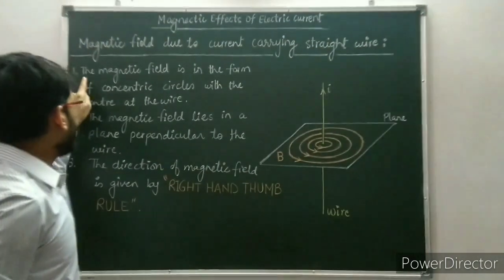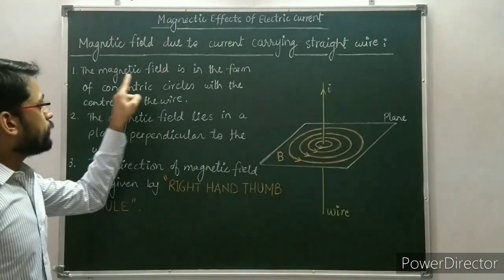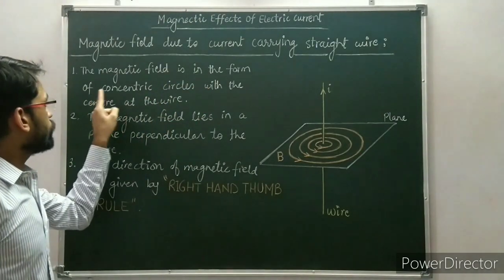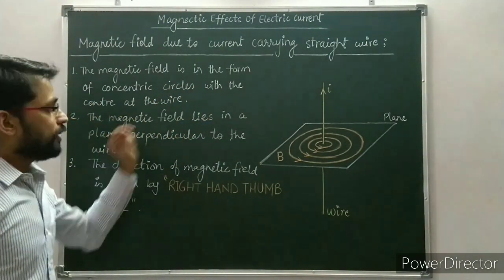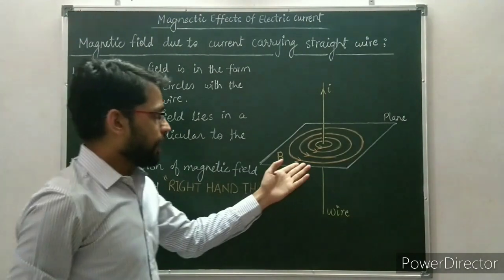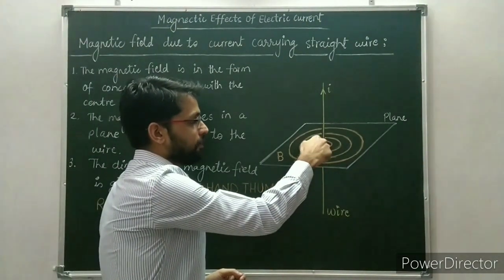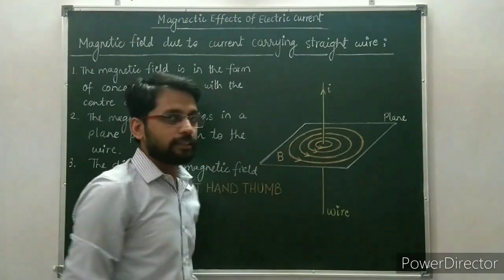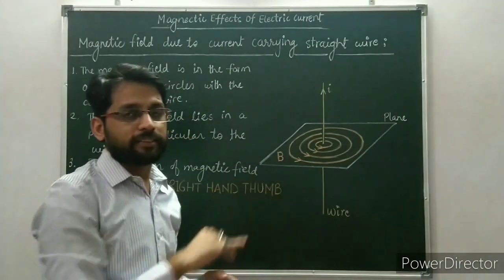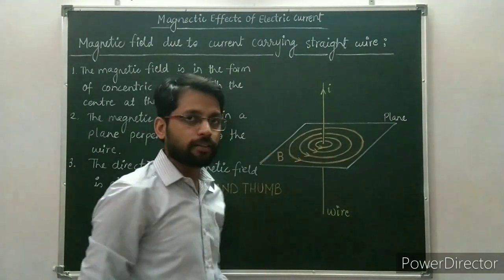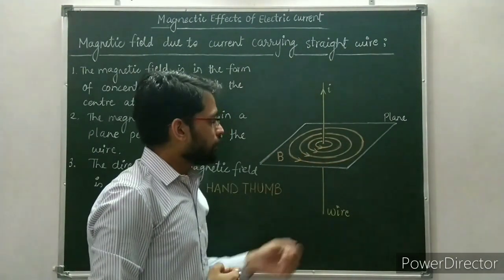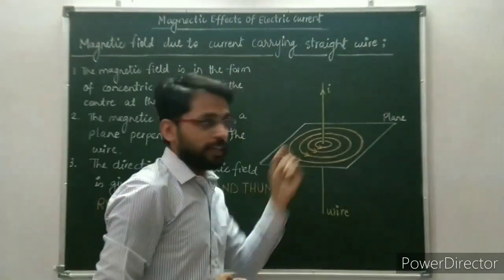The first point is the magnetic field is in the form of concentric circles with the center at the wire. As you can see, these magnetic fields are in the form of concentric circles, meaning having a common center. All circles have a common center which is lying at the wire.